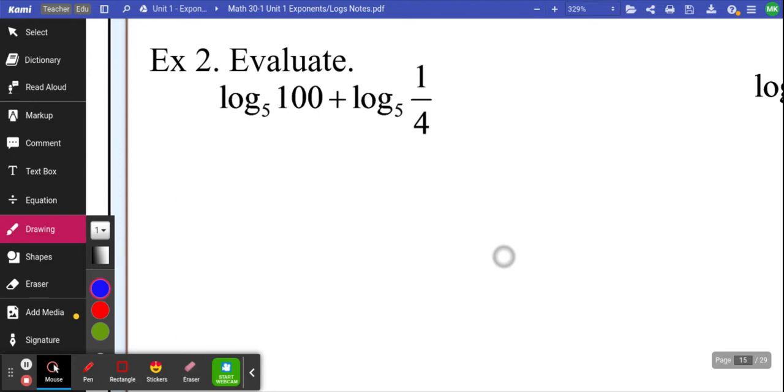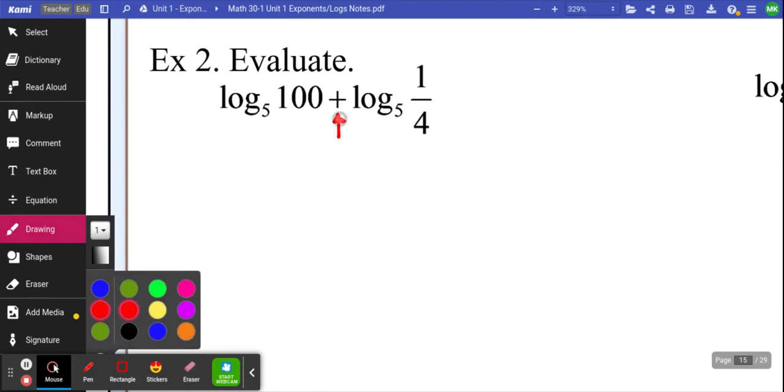Okay, let's evaluate this. Evaluate means calculate. We're going to try to calculate without a calculator, because that is a good handy skill. But more importantly, we're going to see if we can use some log laws here. The log law I'm going to use is if I'm adding logs, I can multiply the arguments. It's important to note this only works if you have the same base. They're both base 5, which means this is allowed.